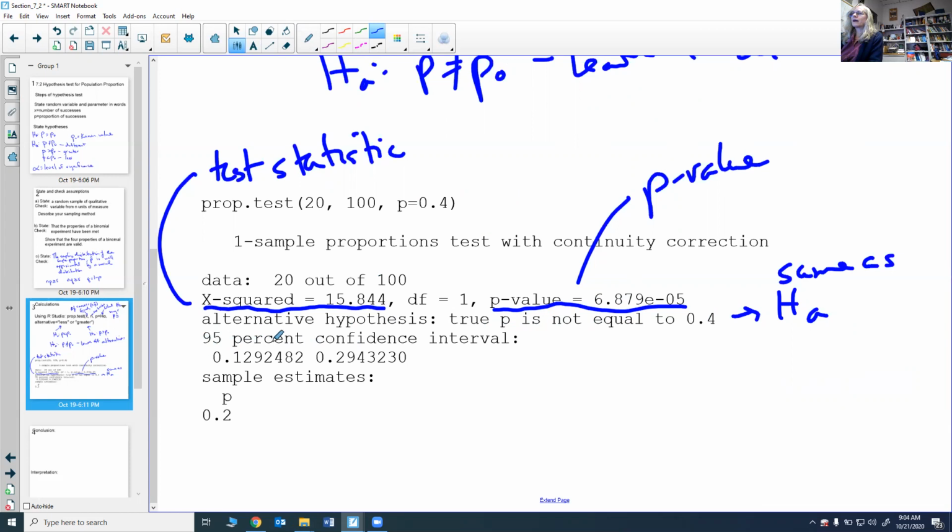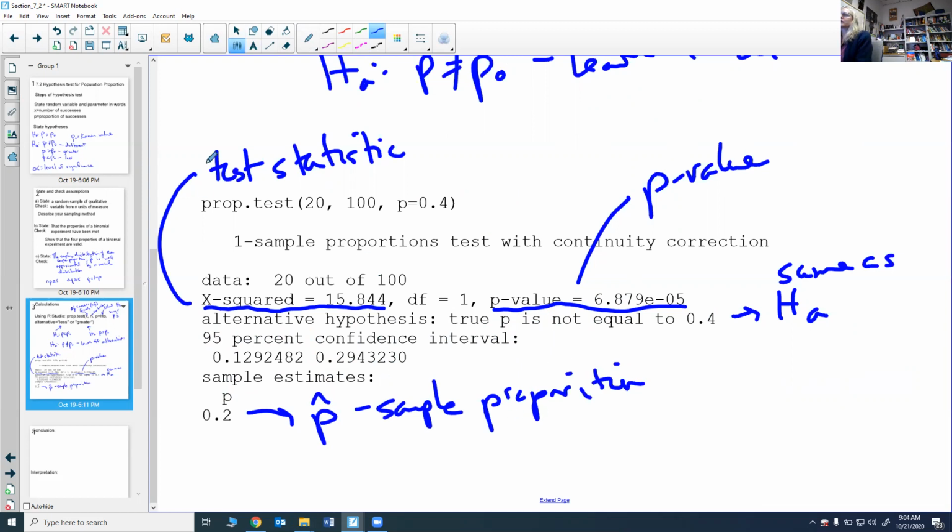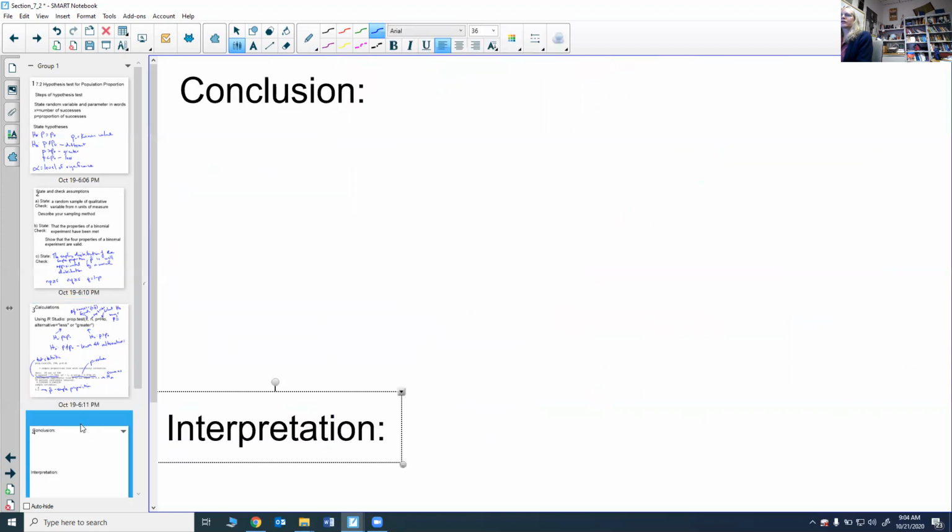Then it gives you something called a 95% confidence interval. We'll talk about that later, what that means. And then it gives you a sample estimate P. This is your P hat. This is your sample proportion. And so you would just write down these three things, the test statistic, the p-value, and your sample proportion as part of your calculations. And then you can make your conclusion, and then you can make your interpretation.